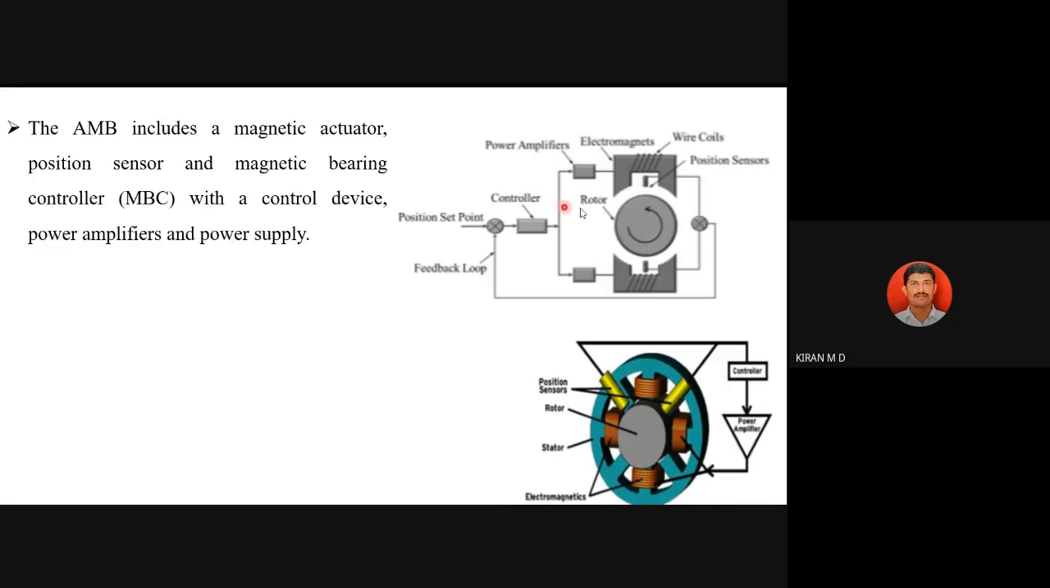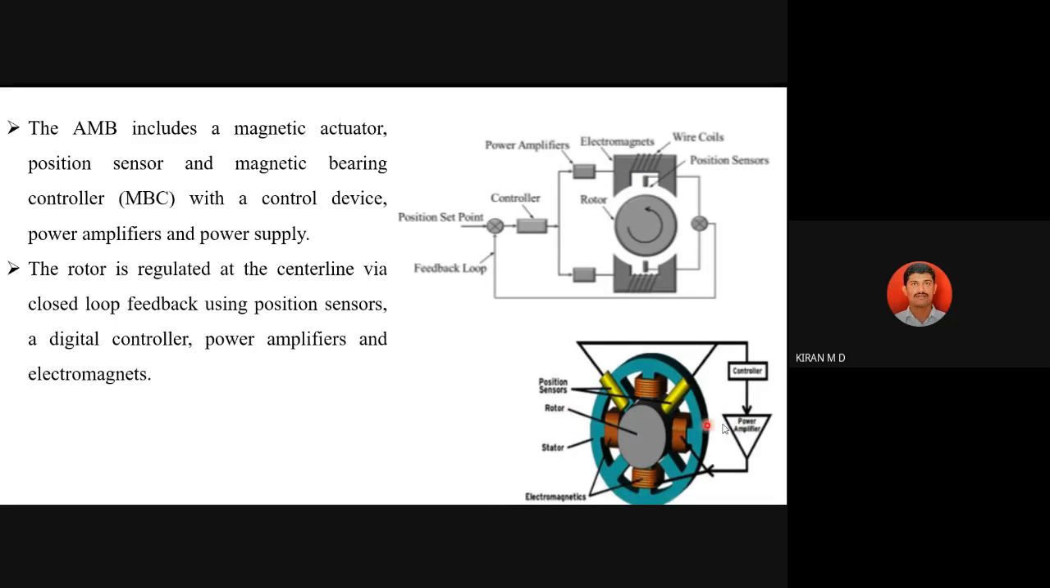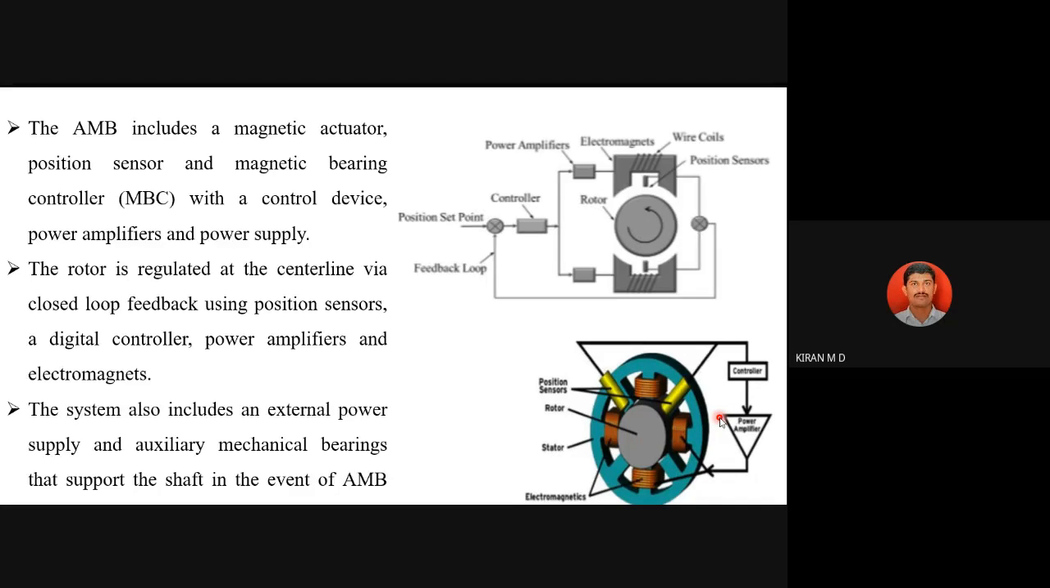Actually, this is the schematic diagram and this is the actual active magnetic bearing. The system includes an external power supply and auxiliary mechanical bearings to support the shaft. So here, this is practically what we are going to use as the active magnetic bearing.